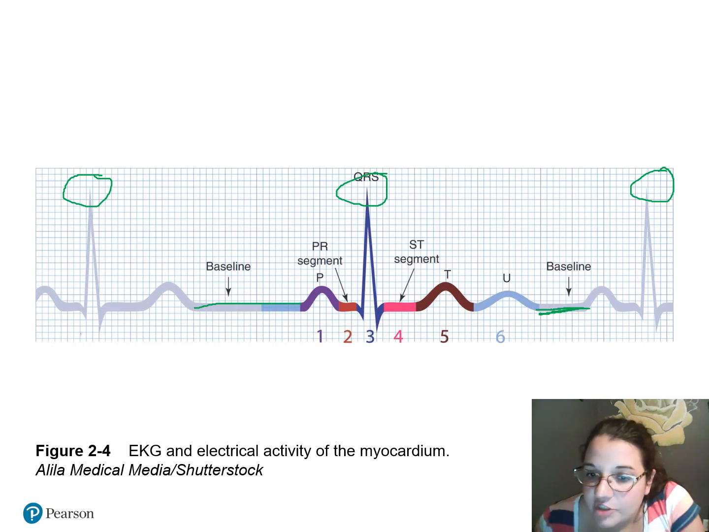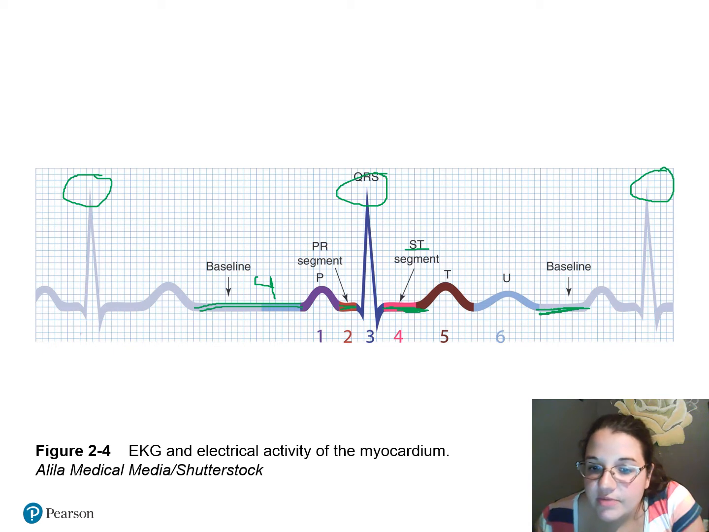But we have 2 additional lines in between our waves. These 2 are your segments, and I did say that wrong earlier. It is your ST segment, not your QT segment. So at your baseline, we're isoelectric. We are action potential phase 4. We're negative charge. There is nothing going on.